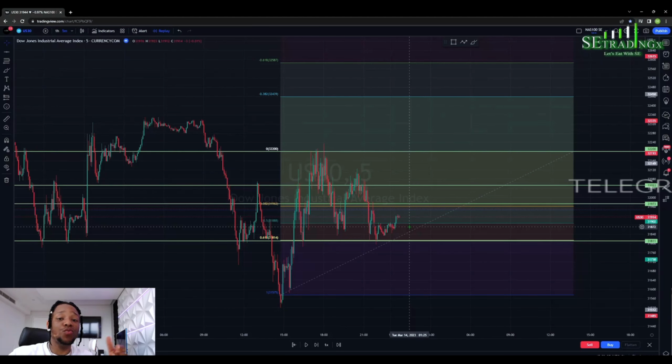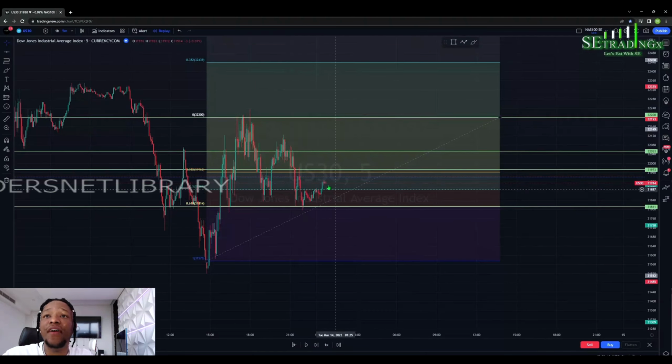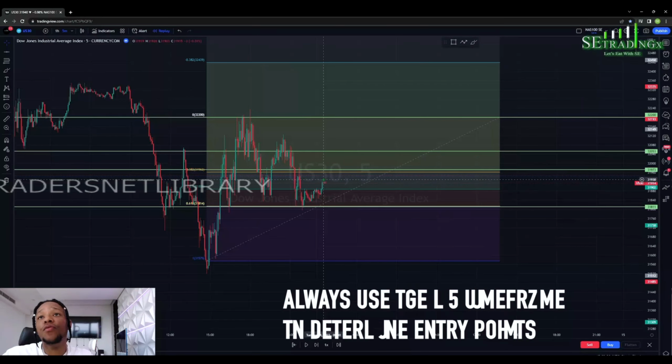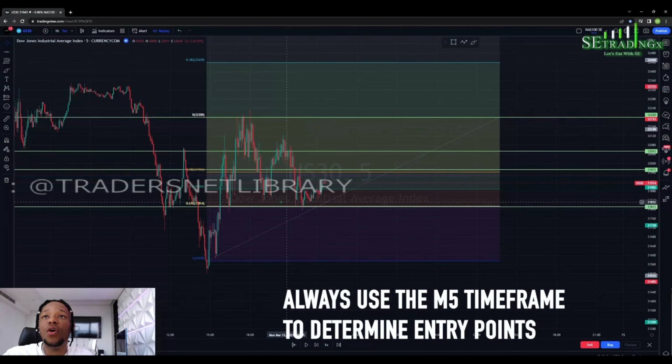On the H1, you can catch major moves, but I'm only going to do that when I'm scalping. If I'm not scalping, if I'm swing trading, that's when I'm going to use the H1. So back to entry. You drop to the M5, and the M5 is when you're going to determine your entry point.